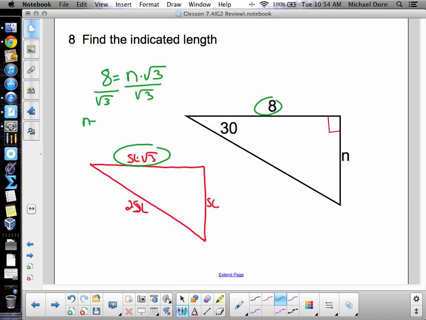So n is 8 over the square root of 3, which then rationalizes. It's 8 root 3 over 3. Here's that side. There we go. That's how that one works.